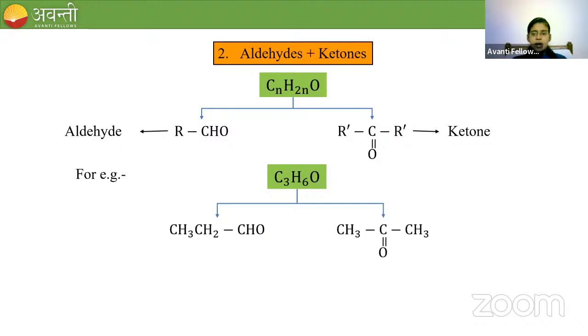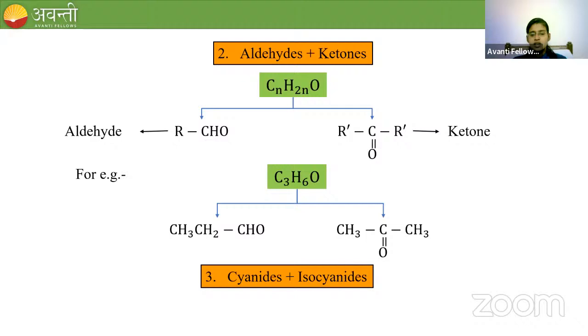Now the third pair is cyanide and isocyanide. Cyanide means RCN. Let me take the R group as CH3. If the R group is CH3, I will get CH3CN. And for isocyanide, it is CH3NC. So we have 2 carbons in both cases and 3 hydrogens in both compounds and 1 nitrogen in both compounds. C2H3N is the formula for both the compounds. So this is the third pair.